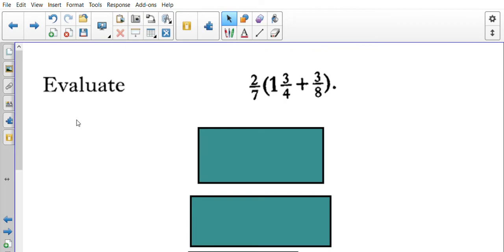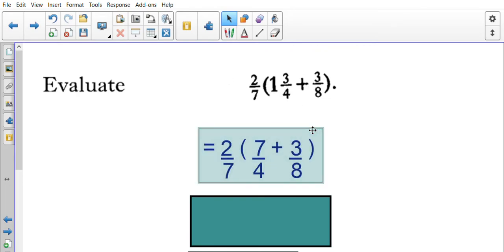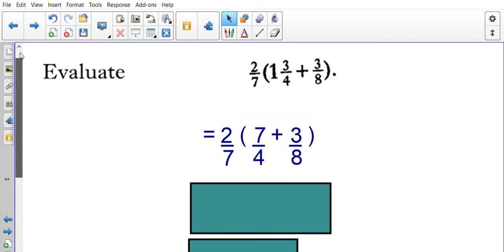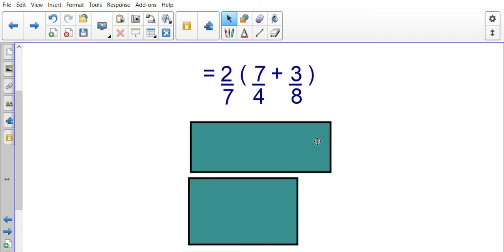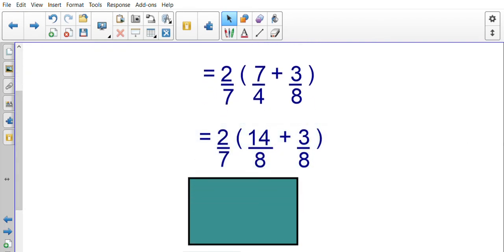So again, I've got a mixed number involved here, so I'm going to change that to an improper fraction. So 1 3/4, right? So 1 times 4 is 4, plus the 3 gives me 7, so that gives me 7 over 4. Now, brackets involved again, so BODMAS starts with B, meaning brackets is what you're going to deal with first.